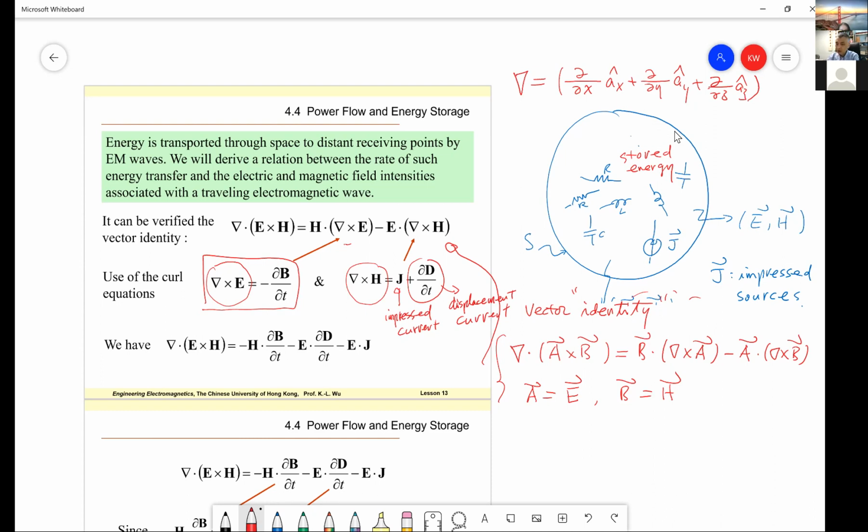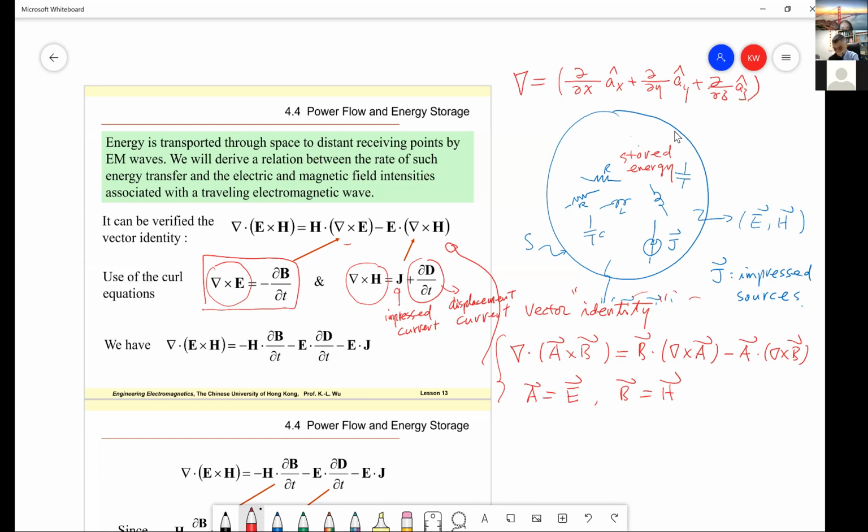The displacement current. Once we substitute these two into this general vector identity, we give the variables E and H life, because that has a specific physical meaning, which is a Maxwell equation. Then we know E and H is the electromagnetic field. Before we insert these two equations, E and H is just a symbol, right? You can call anything, you can call A and B.